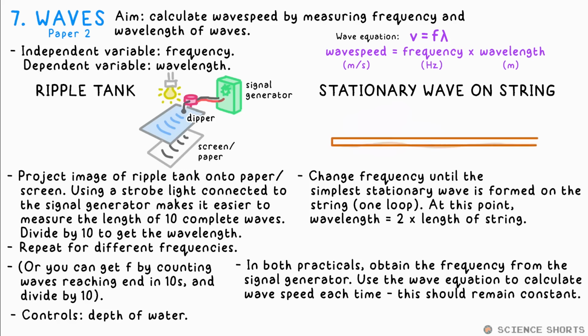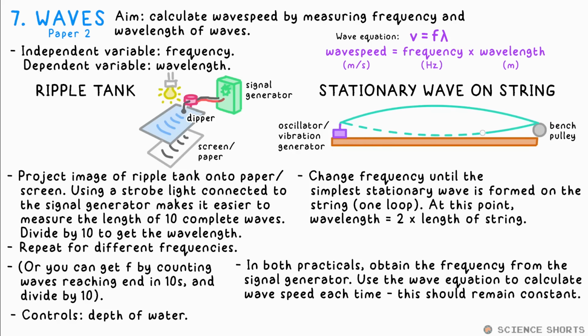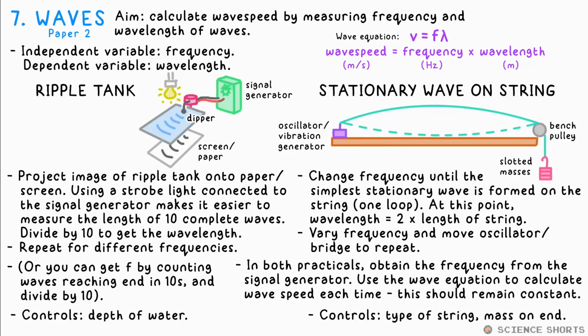The other prac involves getting an oscillator, aka a vibration generator, to produce a stationary wave on a string with masses on the end over a pulley to provide some tension. We might also use a bridge instead. You need to vary the frequency until you get the simplest stationary wave formed on the string, one loop. At this point, the length of the string to the pulley or the bridge is equal to half the wavelength of the wave. Using this with the frequency driving the oscillator, we can again calculate wave speed.